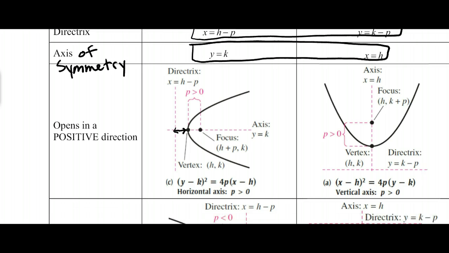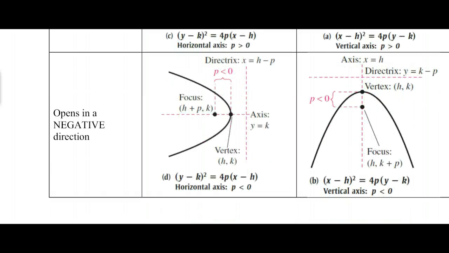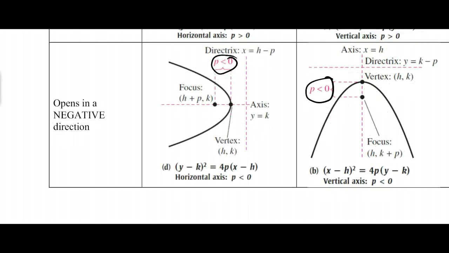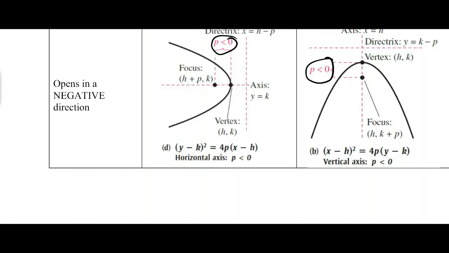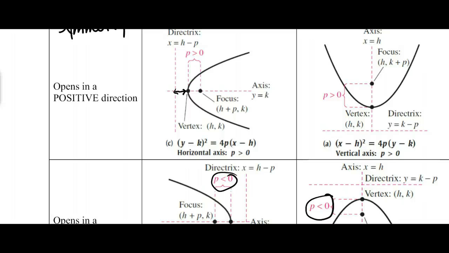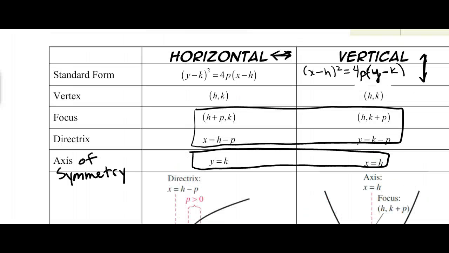Just kind of understand once you find the vertex if p is positive or negative and whether it opens horizontally or vertically. Same examples, except now p is negative. So if it's horizontal and p is negative, it opens left. If it's vertical and p is negative, it opens down. So study this for a little bit. We're going to use it extensively in the next 4 videos with the examples. And if you have any questions, need some clarification, make sure that you ask me in class.